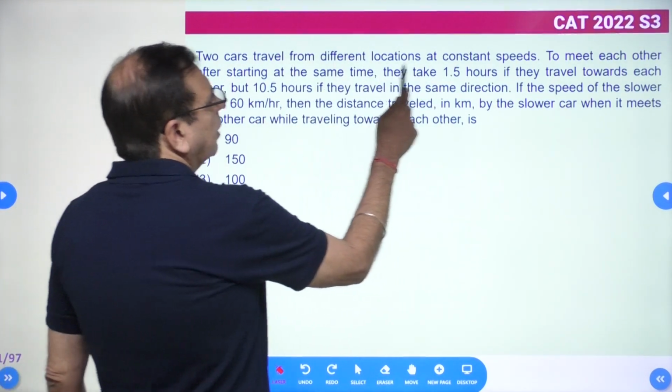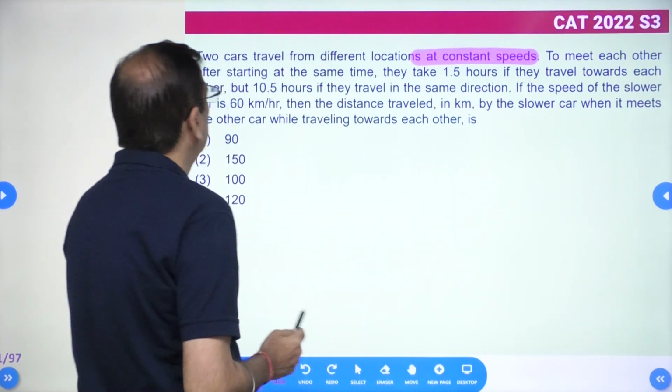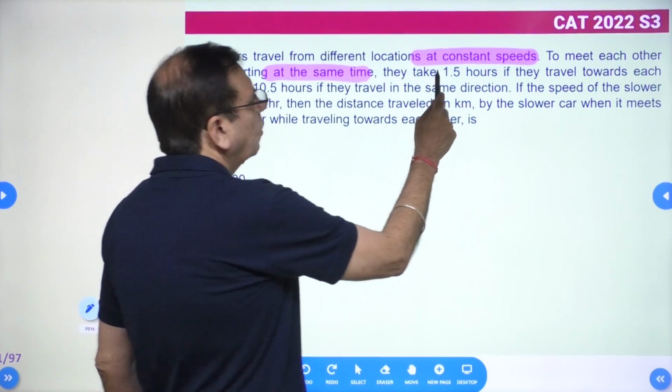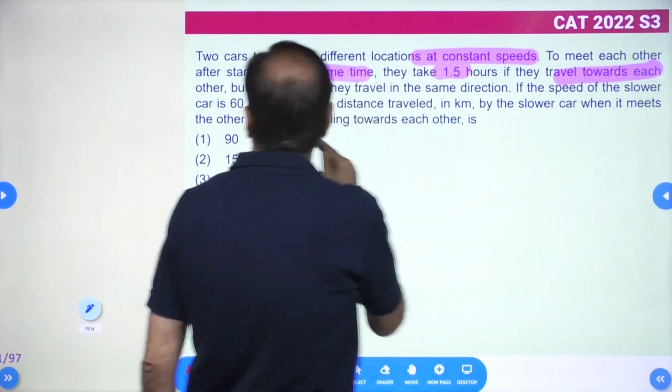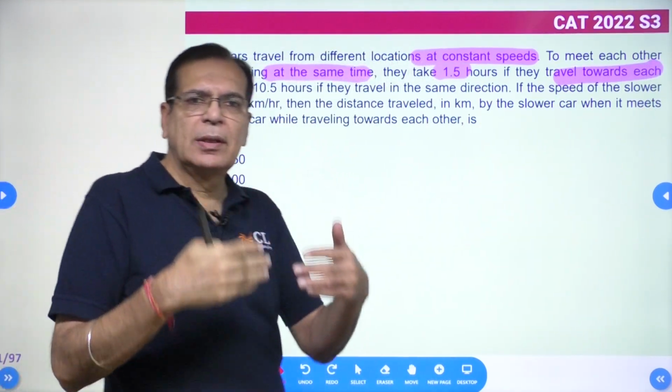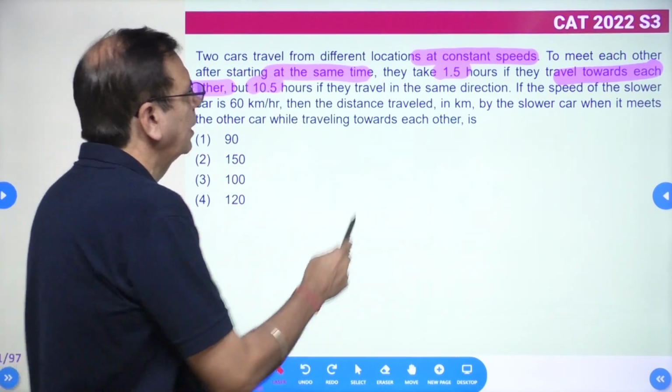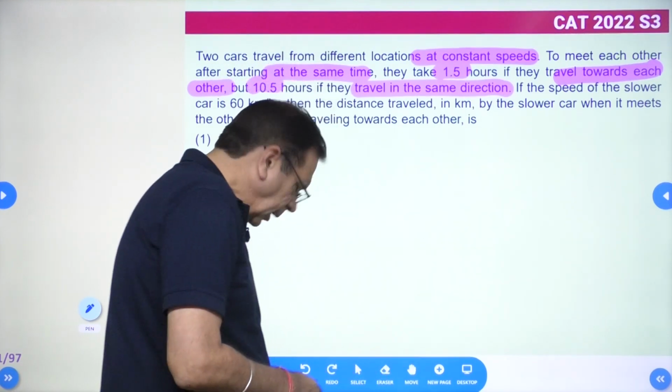Two cars travel from different locations at constant speeds. To meet each other after starting at the same time, they take 1.5 hours if they travel towards each other. Coming towards each other, it takes 1.5 hours to meet. But 10.5 hours if they travel in the same direction. What does this mean?